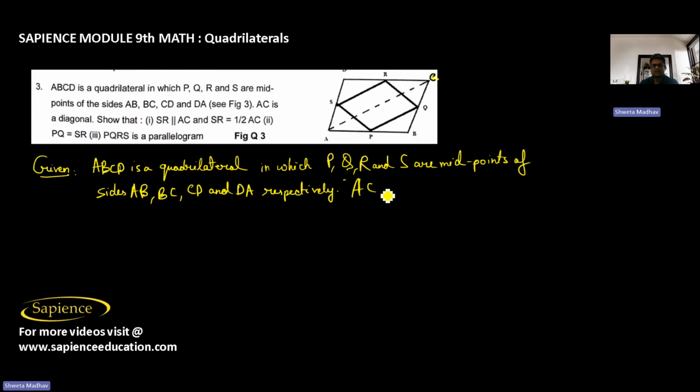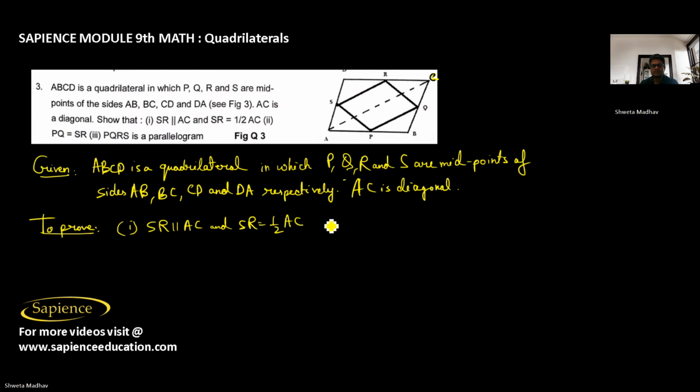AC is a diagonal, and we have to prove that first, SR is parallel to AC and SR equals half of AC. Second, PQ equals SR, and third, PQRS is a parallelogram.